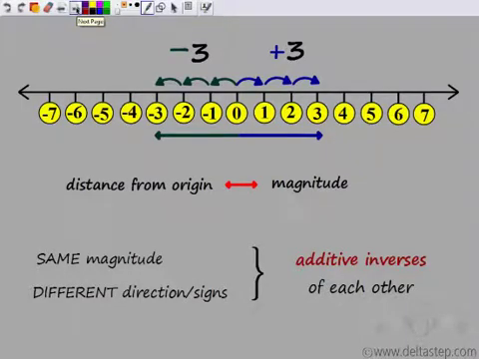They are different in direction, but the magnitude is the same, and such numbers are called additive inverses of each other. If you add two numbers with the same magnitude and different sign, you would always end up getting 0. So take any two numbers with the same magnitude and different sign, they would always be called additive inverses because they would add up to 0.